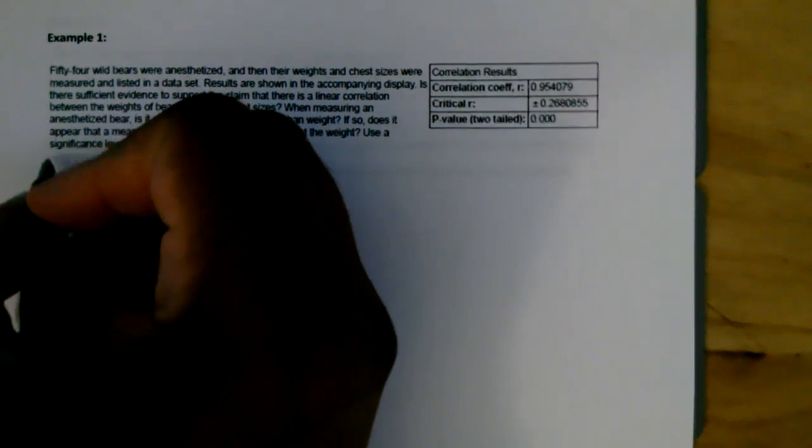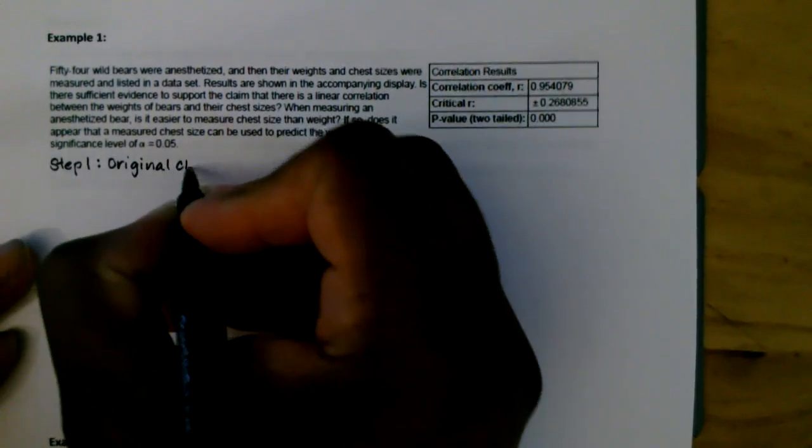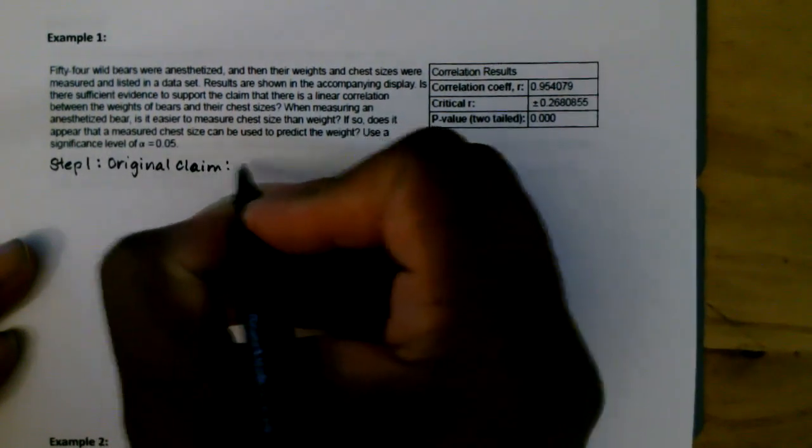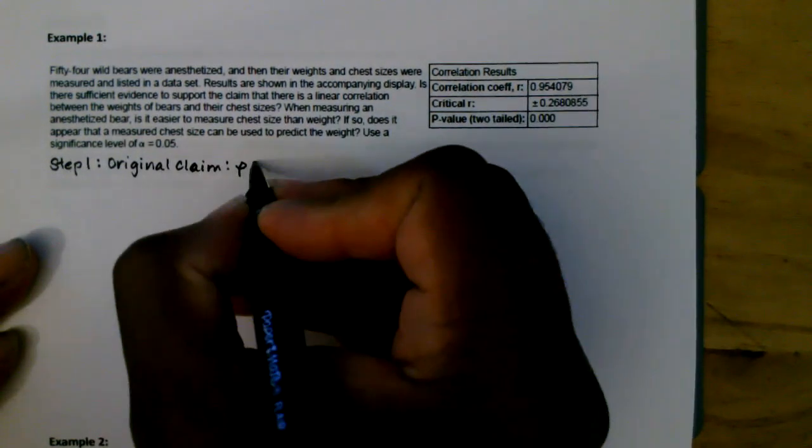So here's our display right here on the right side. And we're going to go through that 8-step procedure. So of course, in step number 1, we always write the original claim in symbolic form. And that's going to be rho, because we want to determine if there is a linear correlation. So that would have to be, of course, not equal to 0. Because if you look back at those notes, you'll see that rho not equal to 0 means that there is a linear correlation.